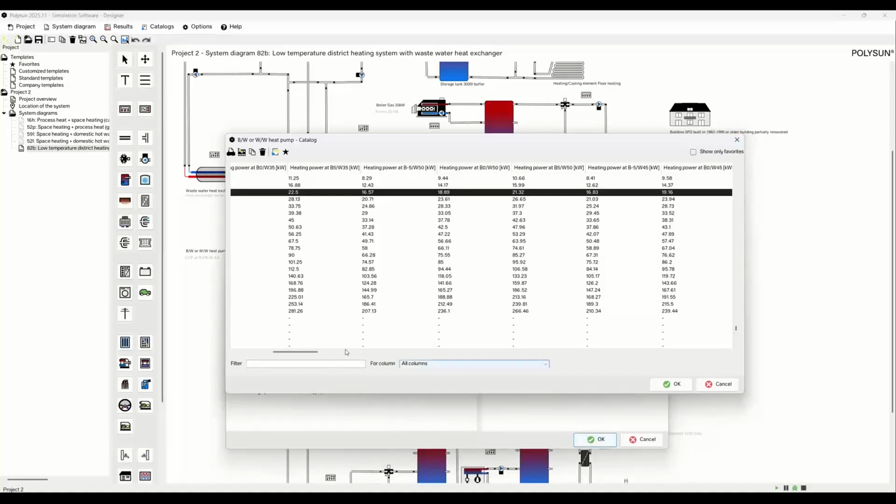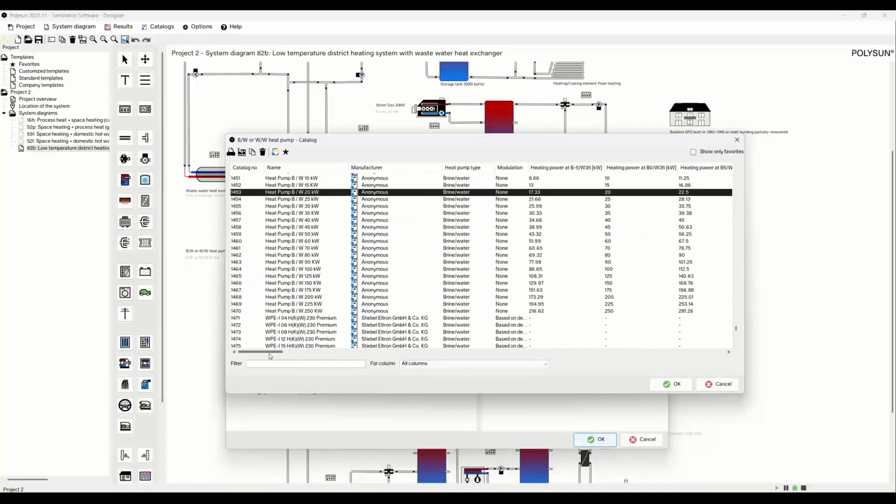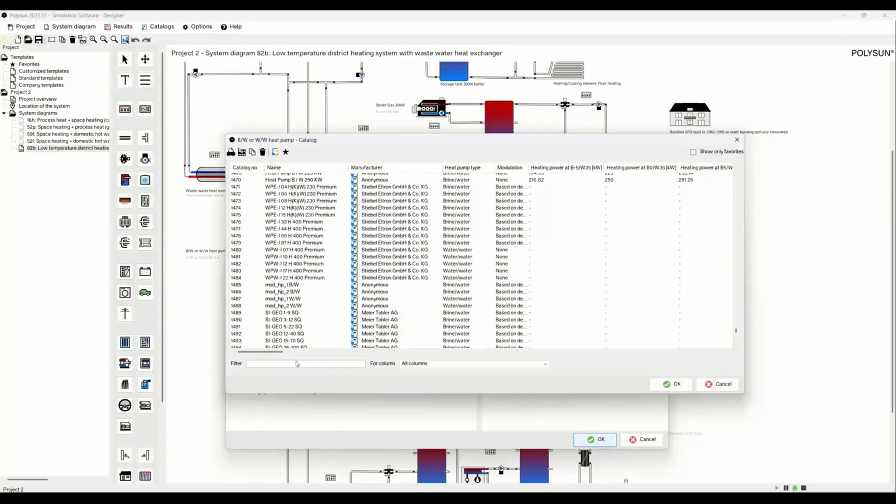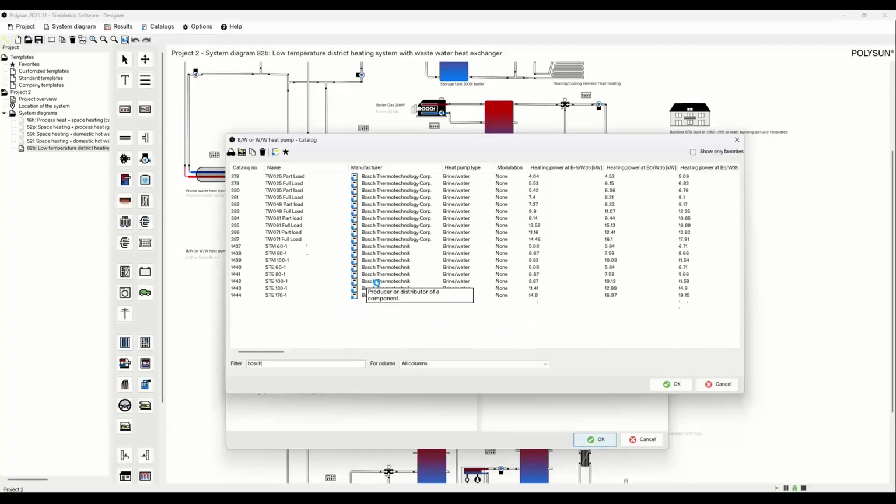So when choosing the right heat pump, you can just go into the catalog, make sure the specifics match your needs, and you can also find the heat pump by a manufacturer by just entering the name here in the search field.